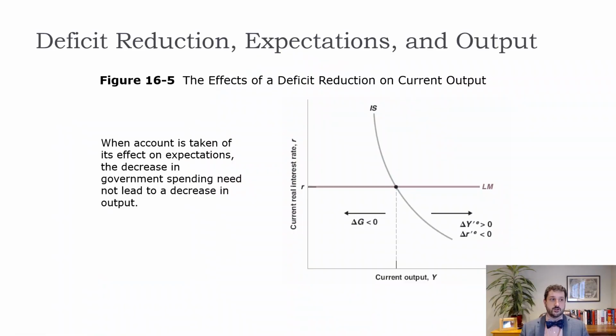So let's think about what the model says first. And we say, okay, well, it's a little bit unclear, right? Because a decrease in government spending should shift our IS curve to the left, but a decrease in the real interest rate and an increase in expected output and expected real interest rate should shift it to the right. So that's unclear, right? A decrease in government spending could do either one, whereas before we said a decrease in government spending should shift it to the left.